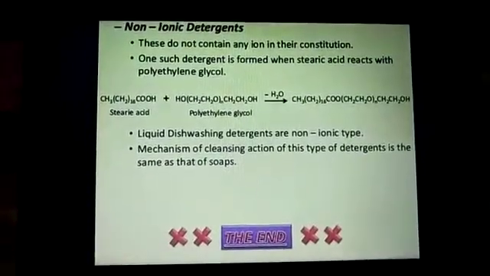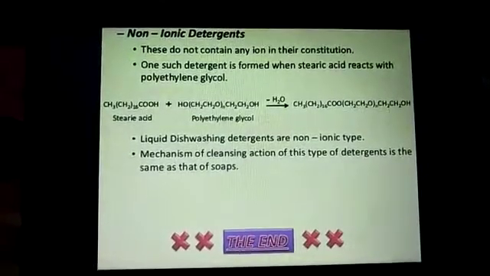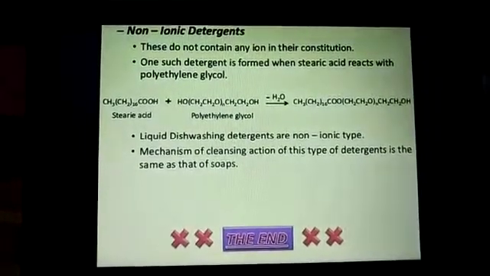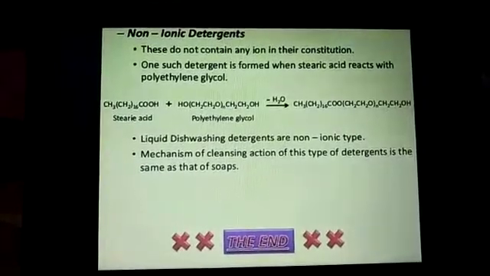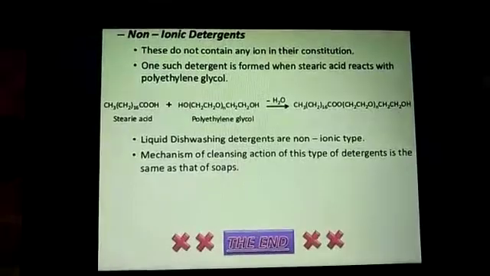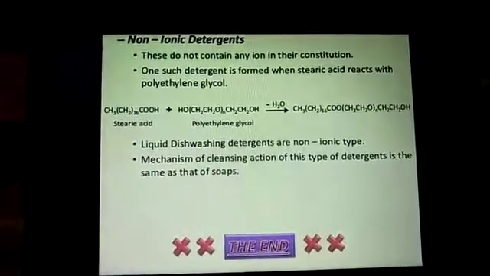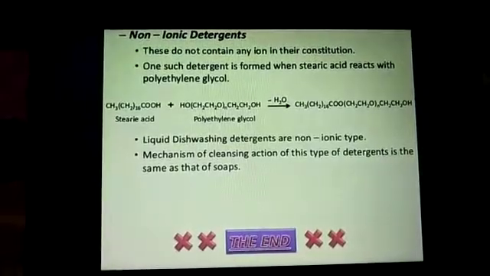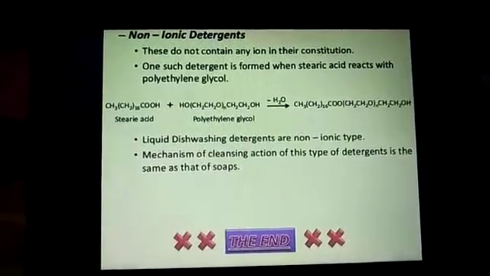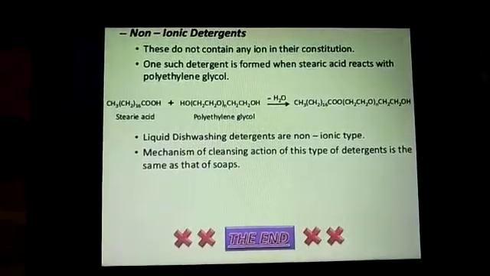Non-ionic detergents. These do not contain any ion in their constitution. One such detergent is formed when stearic acid reacts with polyethylene glycol. Liquid dishwashing detergents are of the non-ionic type. The mechanism of the cleansing action of this type of detergent is the same as that of soap.